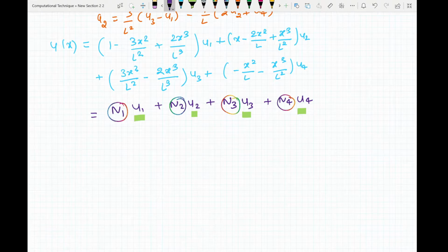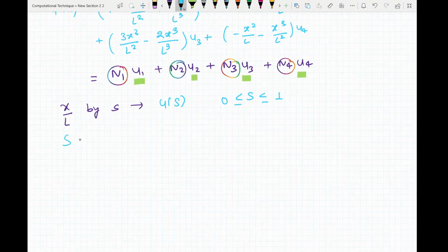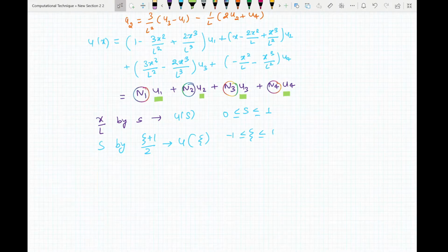And you can substitute your x by L by S and write your solution in form of S, where S varies from 0 to 1, or you can substitute your S by xi plus 1 by 2, and you can have your solution in terms of xi, which is a natural coordinate. Now your xi varies from -1 to 1.